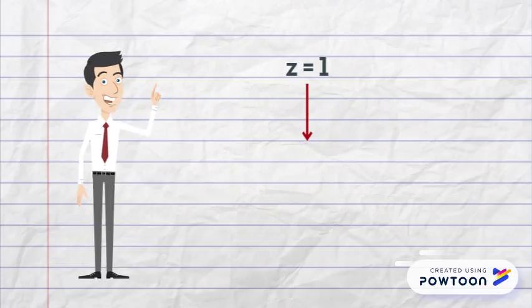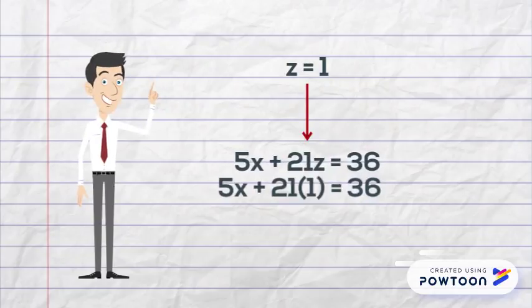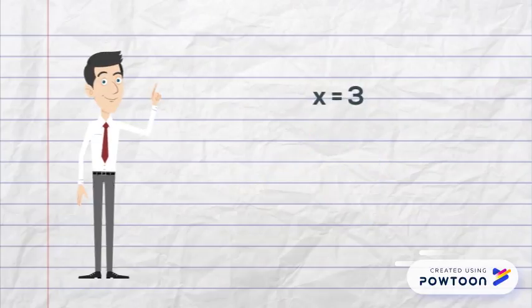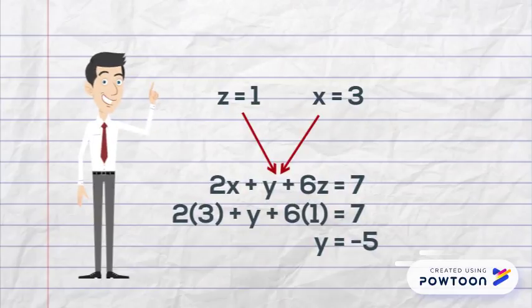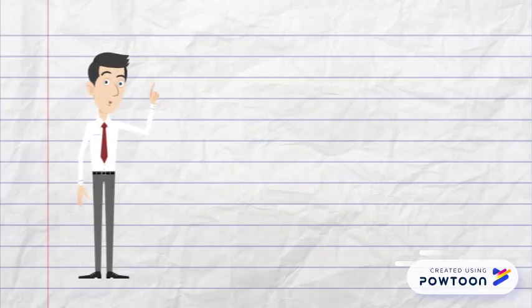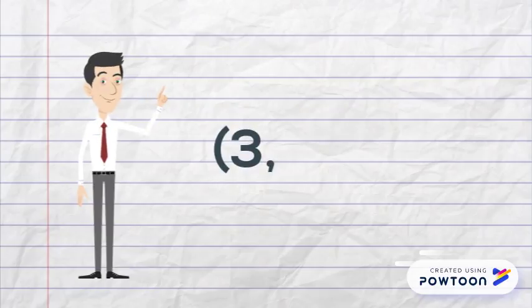Substitute it in either the fourth or fifth equation to solve for x. Here we'll substitute it in the fourth equation. After we get x, we can now substitute both x and z into one of the equations to solve for y. In the end, we know the point at which the 3 planes intersect is (3, -5, 1).